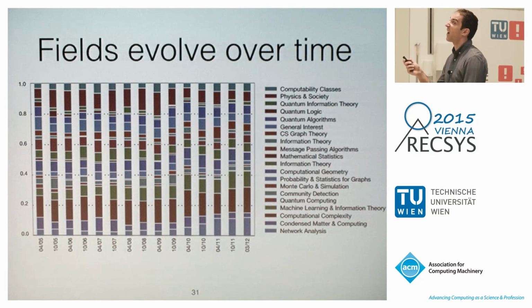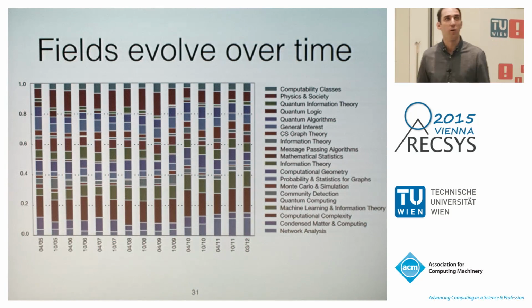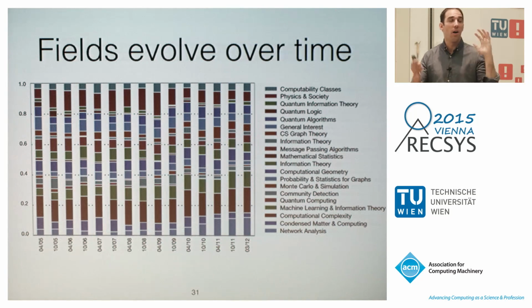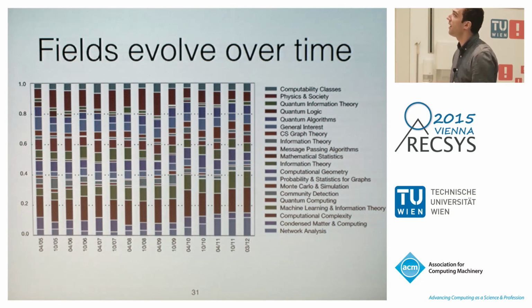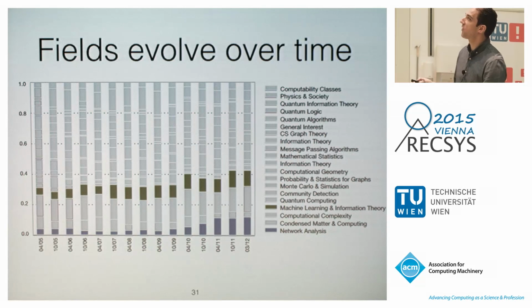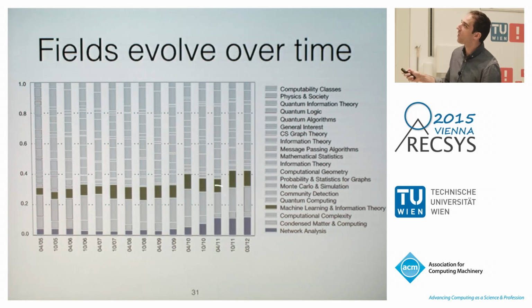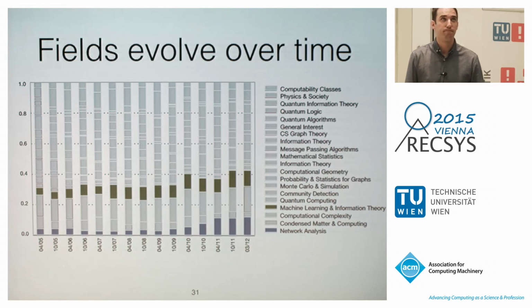Another thing you could look at is how fields evolve over time. This figure is in our paper, and you can zoom in and try to understand. I'm just going to highlight two fields here. One, the green one, which is machine learning. You see that according to the archive data, machine learning has been more or less stable, right? Although maybe it's grown a little bit at the beginning. Network analysis seems to have grown a little bit more.